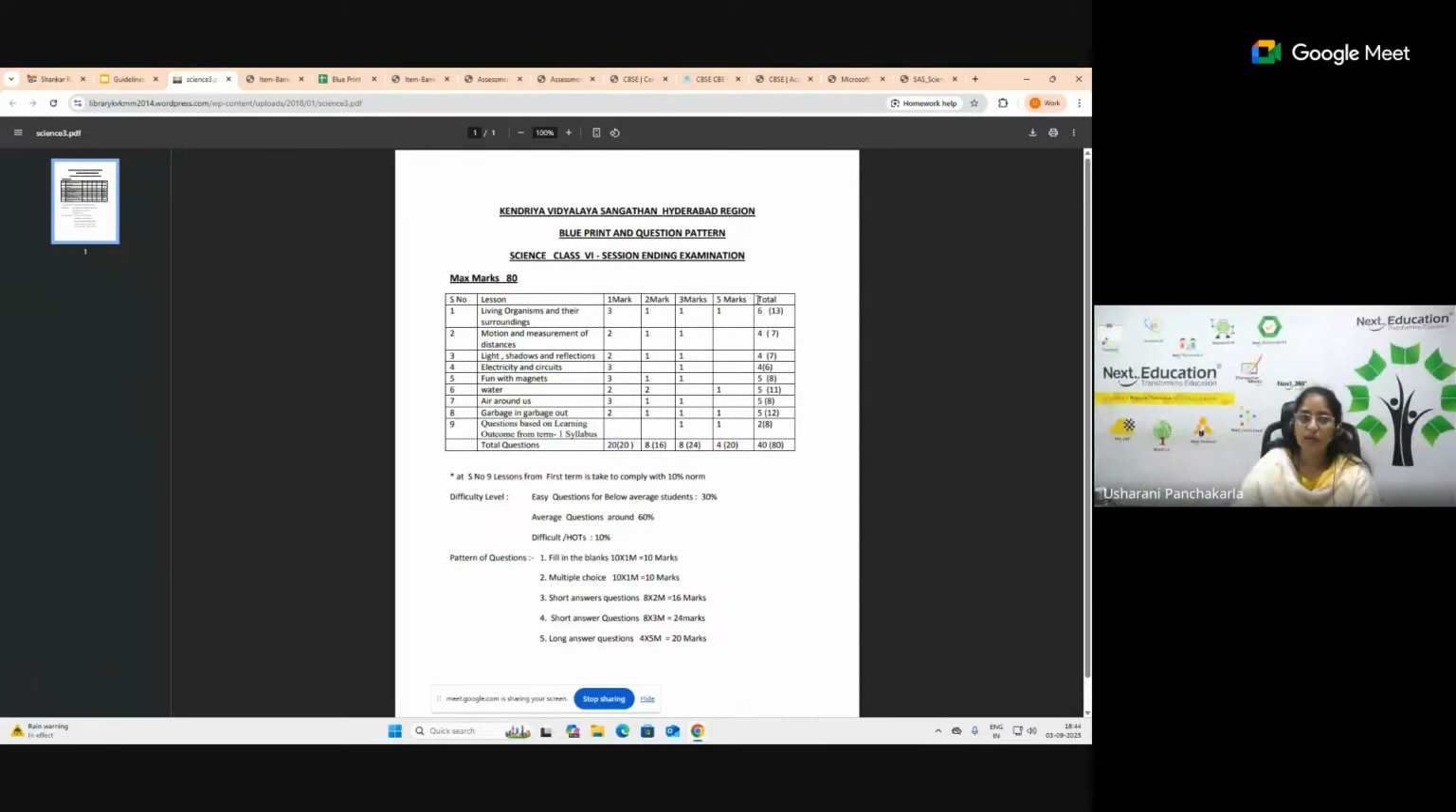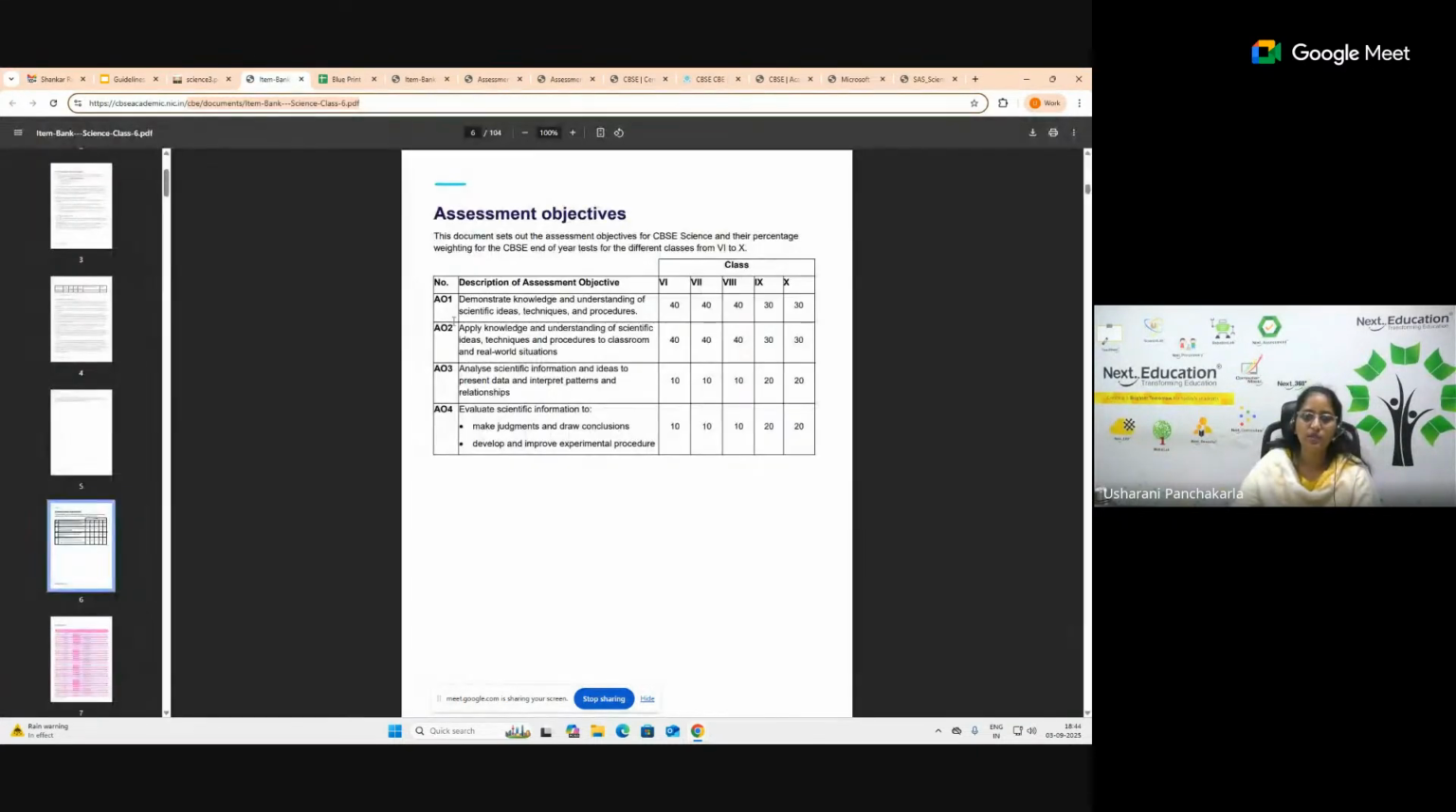But for me, learning objectives are also important, because here you can see the learning objectives, the assessment objectives, are given. This is remembering and understanding, this is applying, this is analysis, and this is evaluate, where you can see the percentage is decreasing for knowledge and understanding and applying, and increasing across analysis and evaluate.